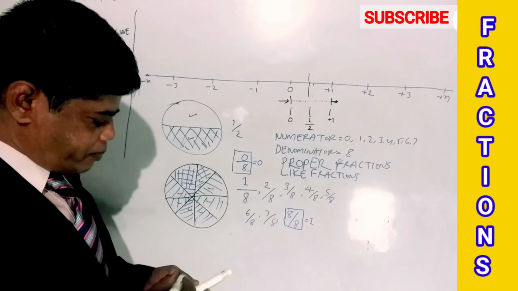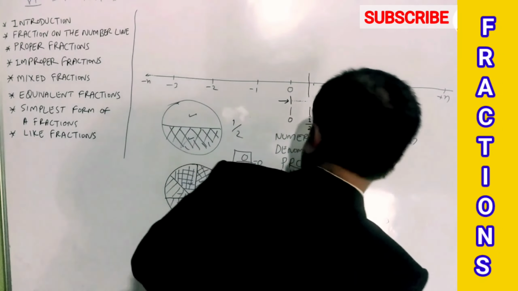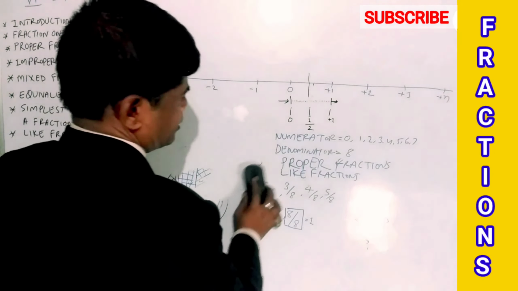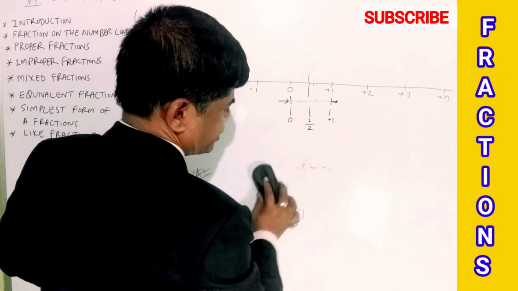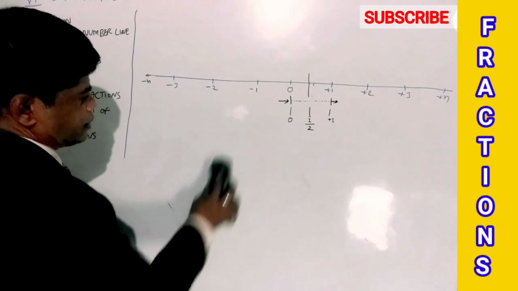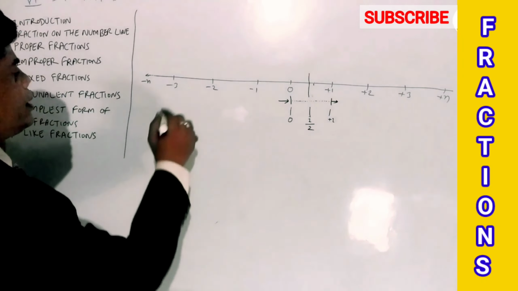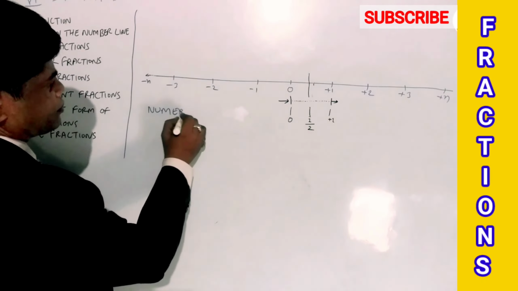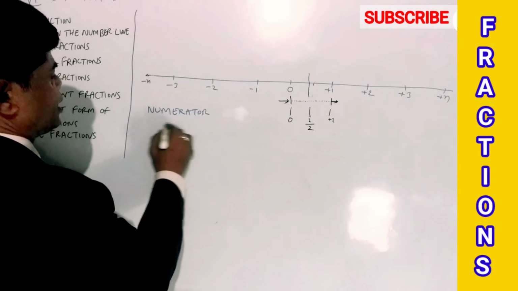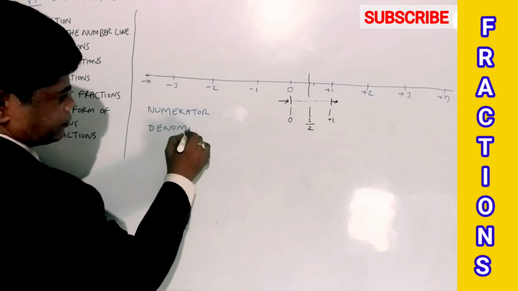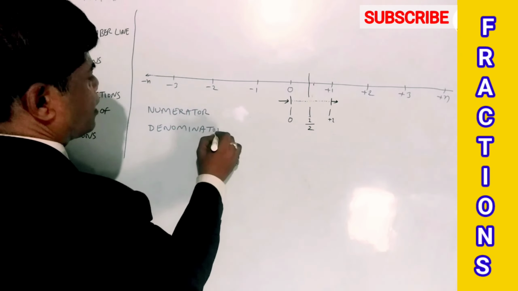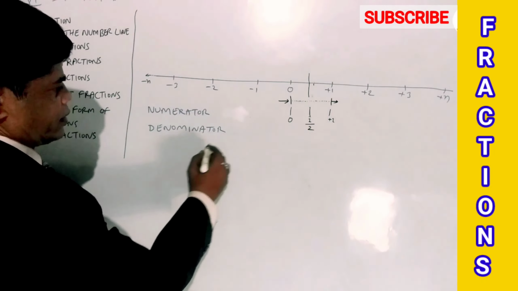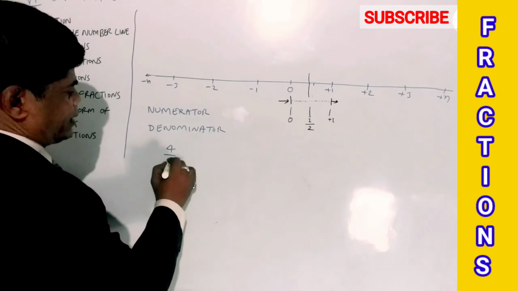Okay, now this is about the proper fractions. Now we'll study one more case. In some cases, the numerator is bigger than the denominator. How can the numerator be bigger than the denominator? How is it possible? For example, 4 by 3.